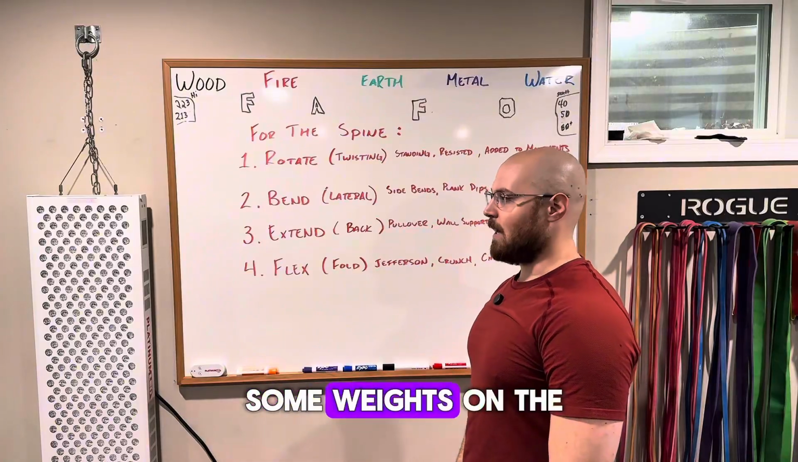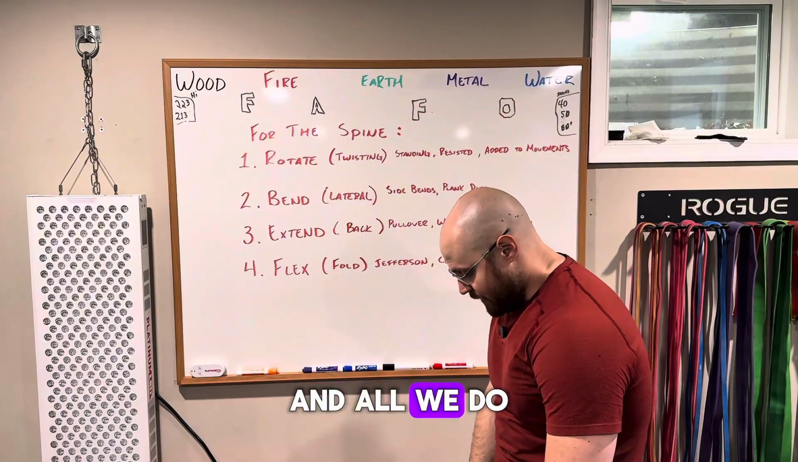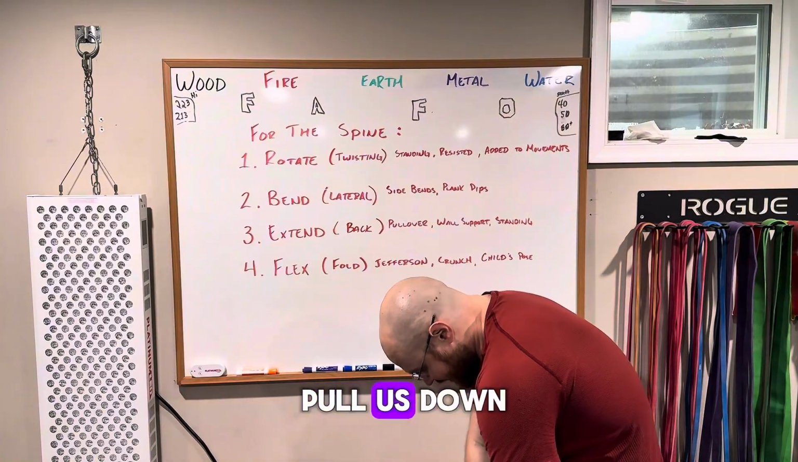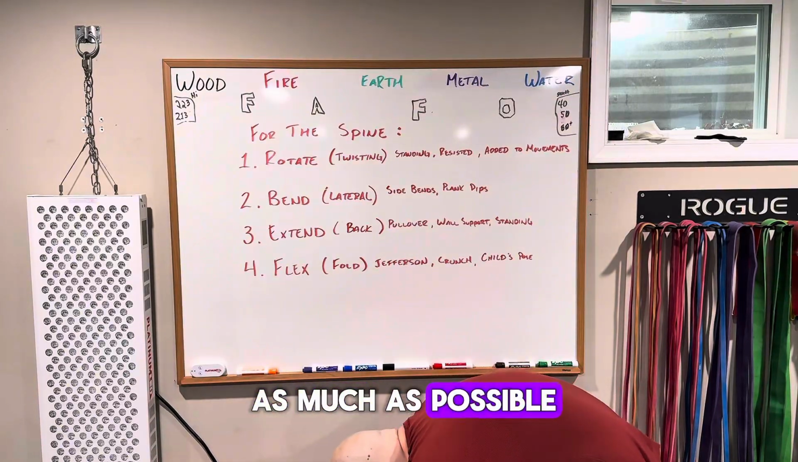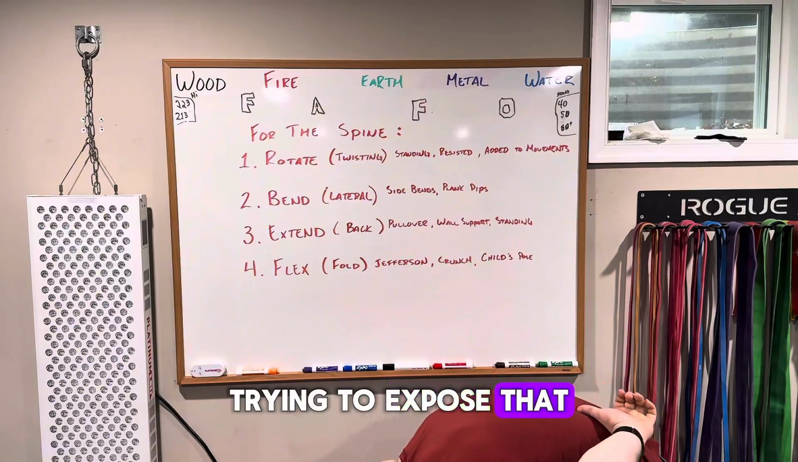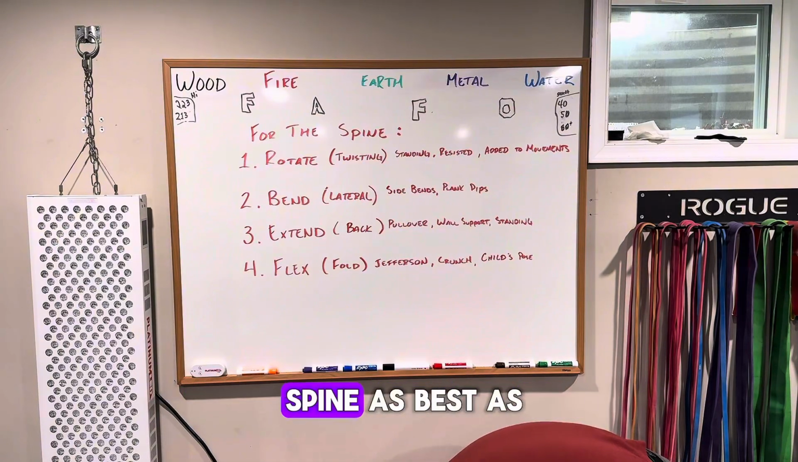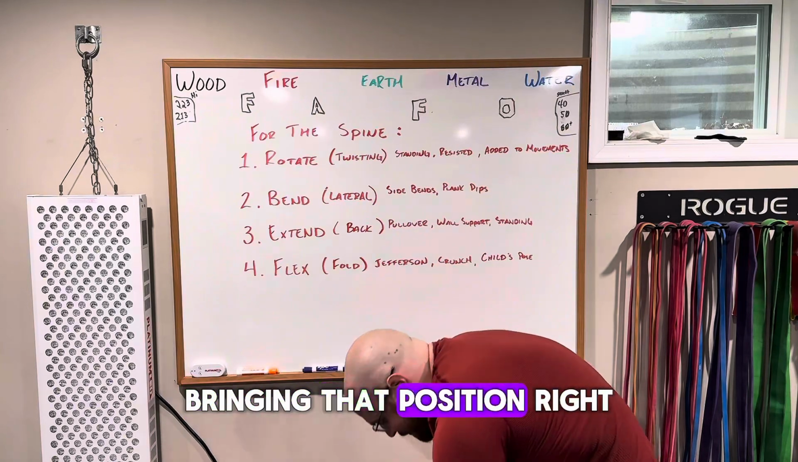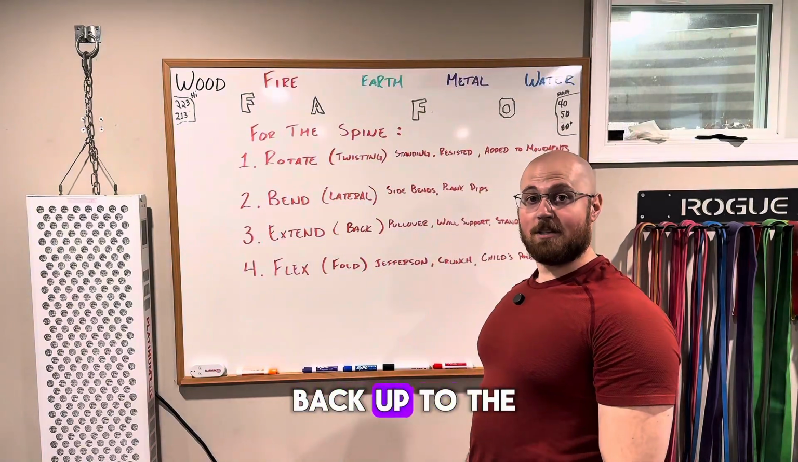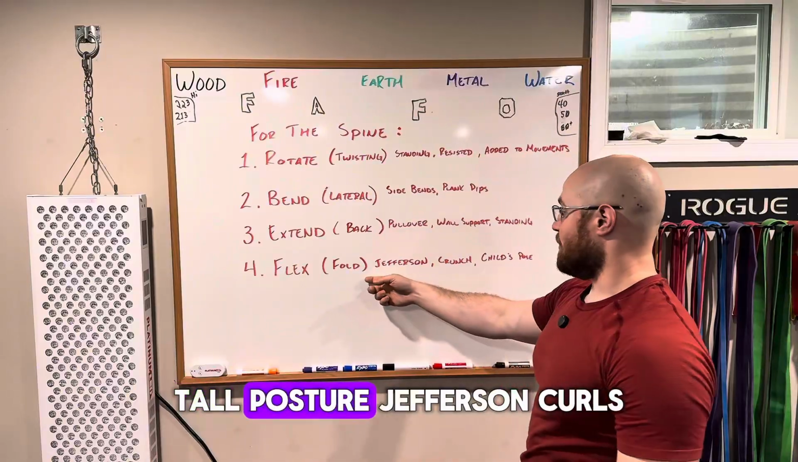That's where you're holding some weights on the front of your body, and all we do is let those weights pull us down and encourage our spine to try and flex as much as possible, trying to expose that stretch through our entire spine as best as we can, and then nice and controlled, bringing that position right back up to the nice upright, tall posture.